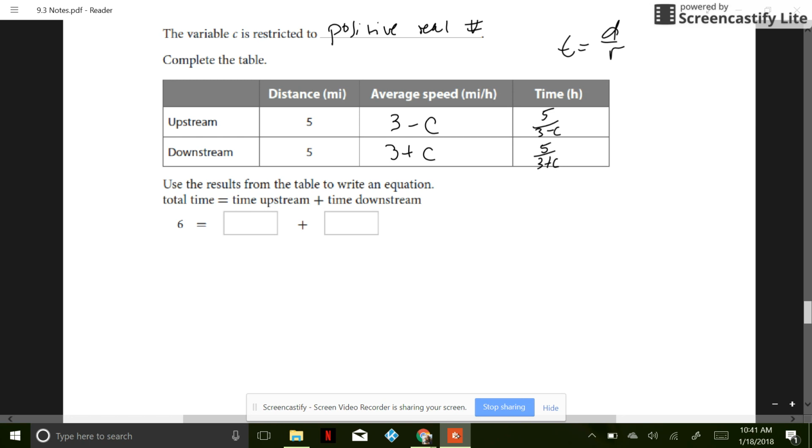So if we write our equation here, our total time should be equal to our time upstream plus the time downstream. So total time is 6, our time to go upstream was 5 over 3 minus c, and our time to go downstream was 5 over 3 plus c.